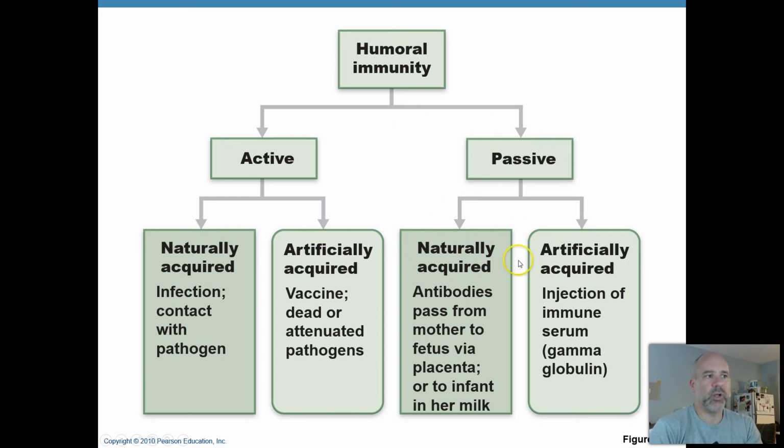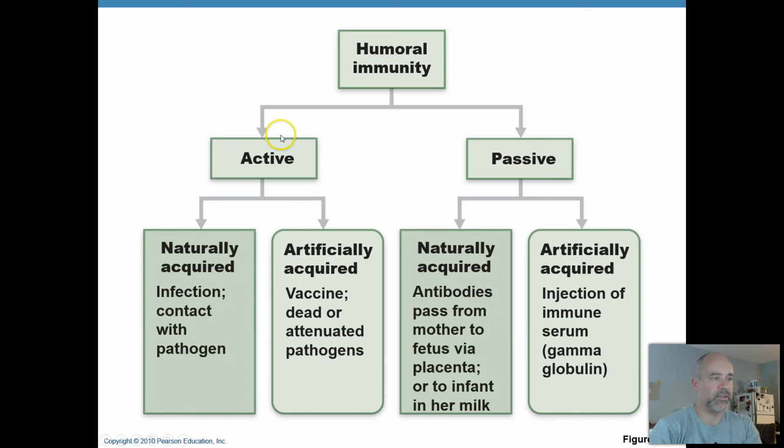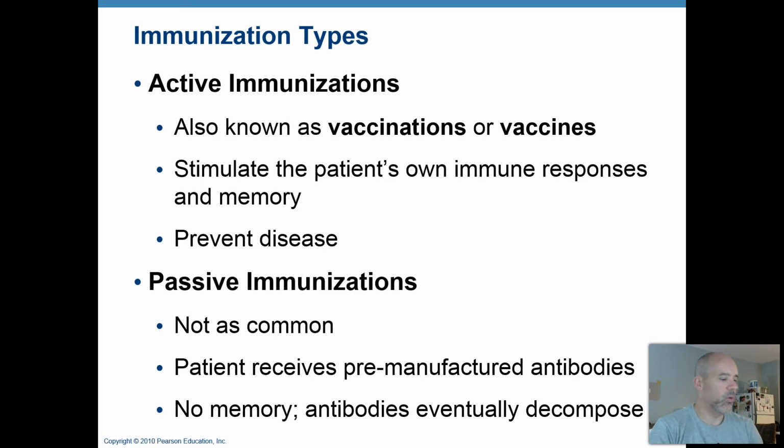But your own immune system responds and you develop your own memory and immunity to it. Over on the passive side, naturally acquired passive immunity means you are receiving pre-made antibodies from your mother, either across the placenta while you're still in the womb or in her breast milk. Artificially acquired passive immunity, this is a version where you get pre-made antibodies. You're not making your own. They were manufactured previously and they're being injected inside you in large amounts. So these artificial type processes are referred to as immunizations. And there are two types. Active immunizations are over here, the active side of humoral immunity.